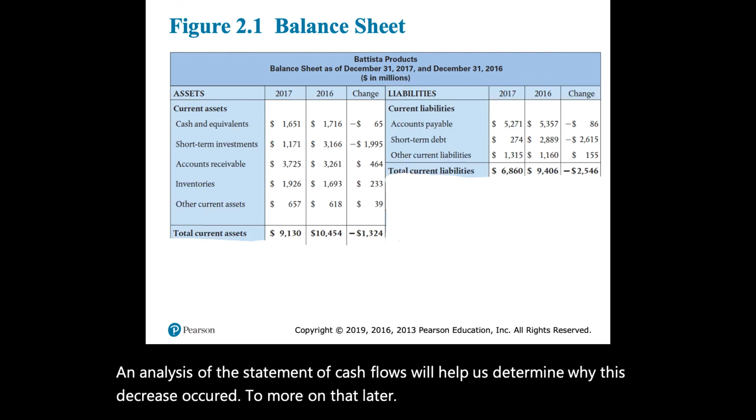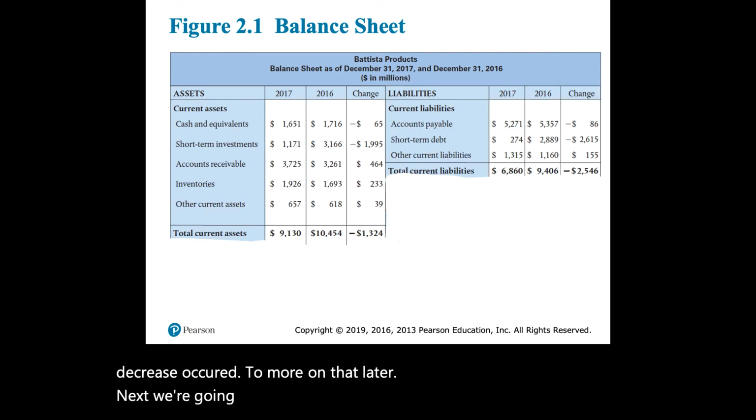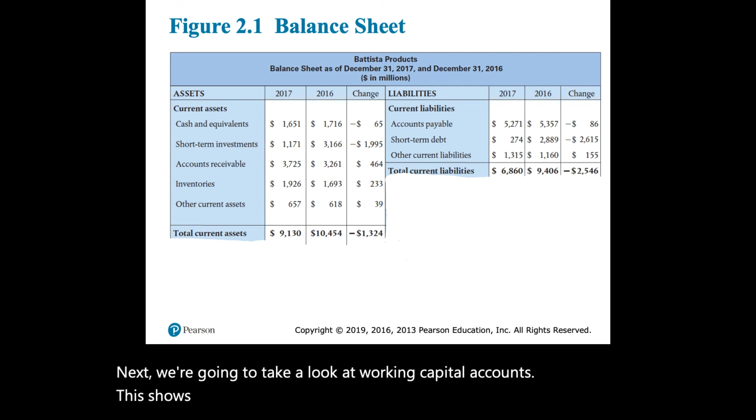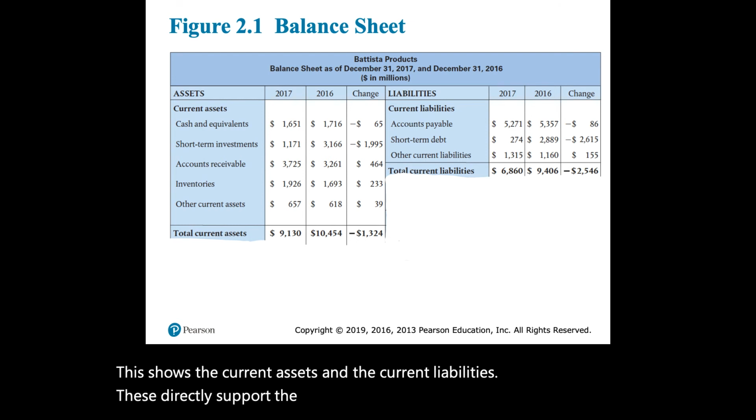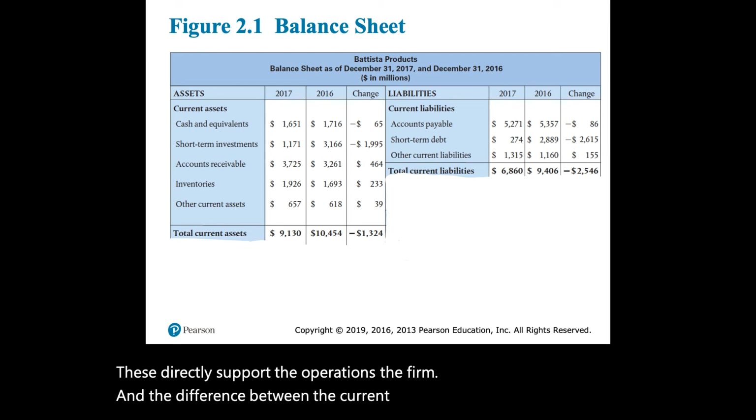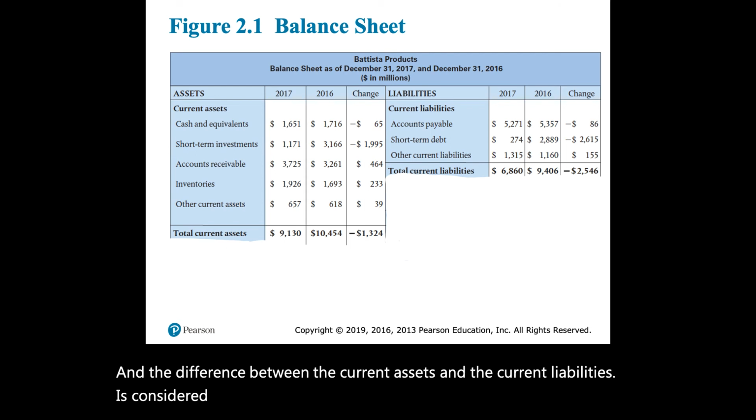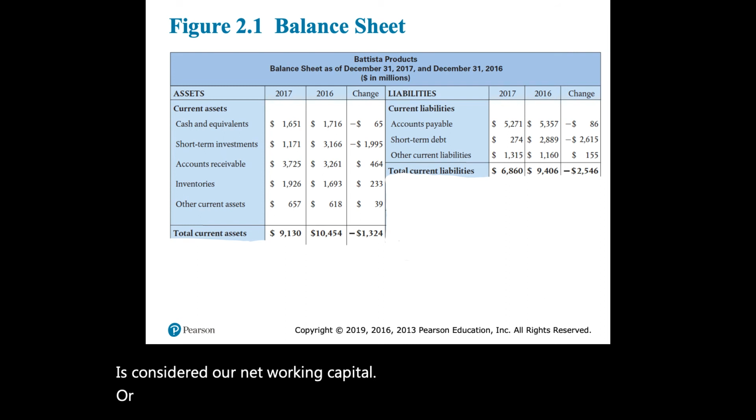Next, we're going to take a look at working capital accounts. This shows the current assets and the current liabilities. Now, these directly support the operations of the firm, and the difference between the current assets and the current liabilities is considered our net working capital or absolute liquidity of a firm.